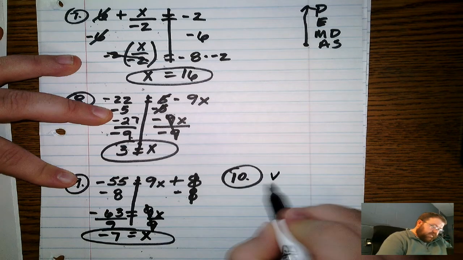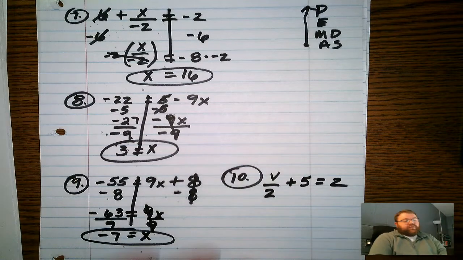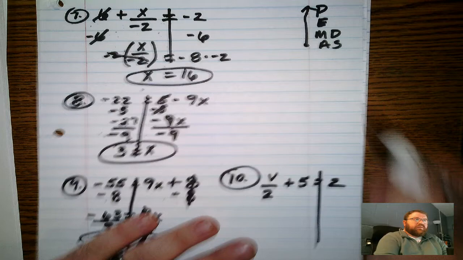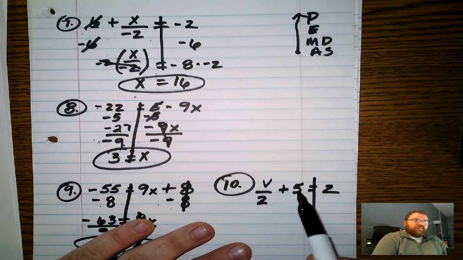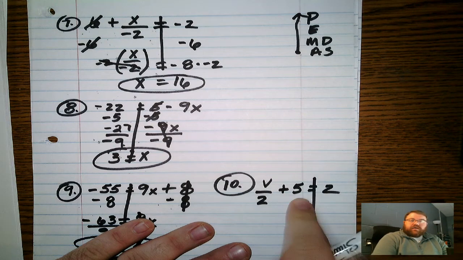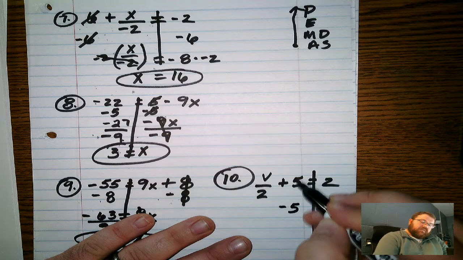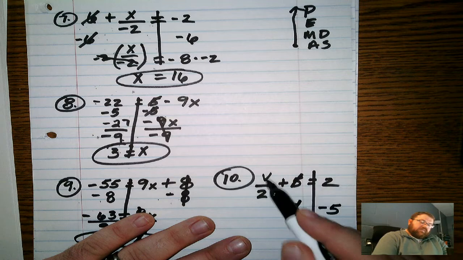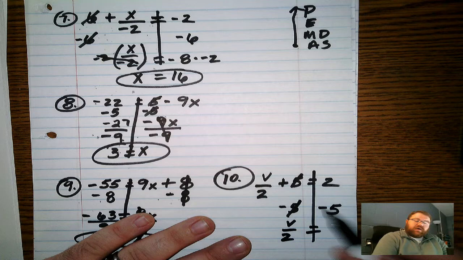Number 10 is v divided by 2 plus 5 is equal to 2. I'll draw my line separating the two sides. Again, we're going to start by getting rid of any addition or subtraction. I have adding 5. The opposite of adding 5 is subtracting 5. I have to do that from both sides. 5 minus 5 is 0, so those cancel. I have v divided by 2 left is equal to 2 minus 5, which is going to be negative 3.